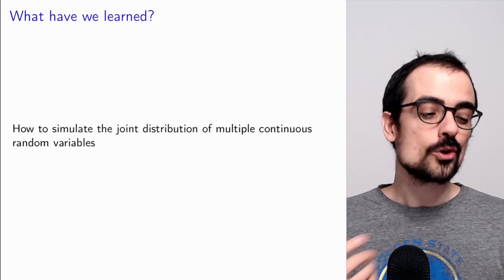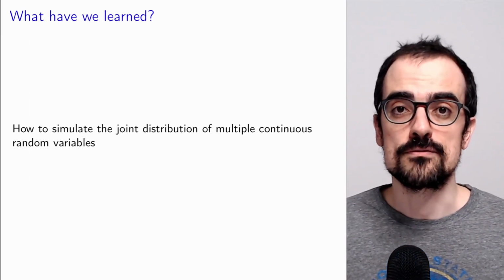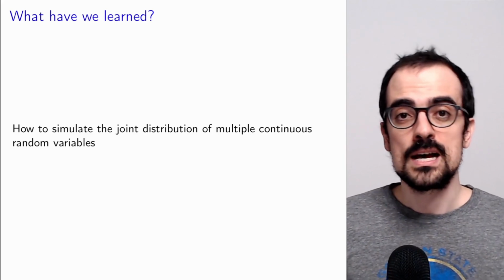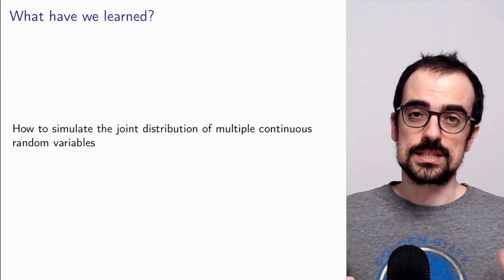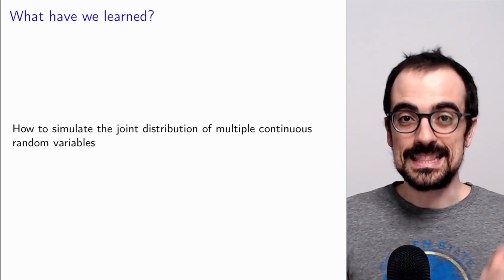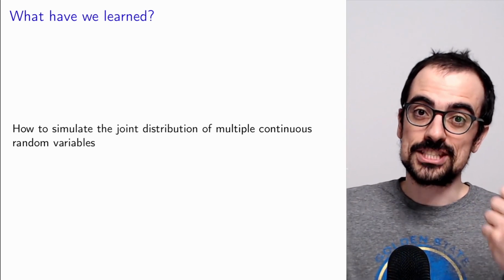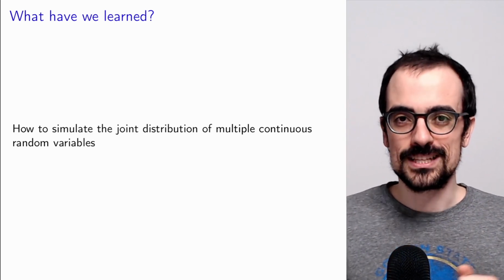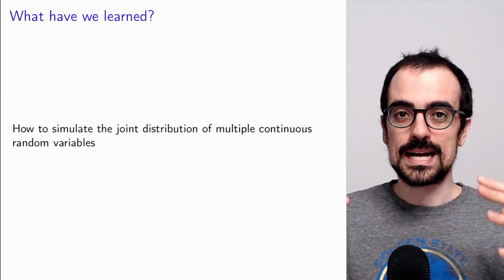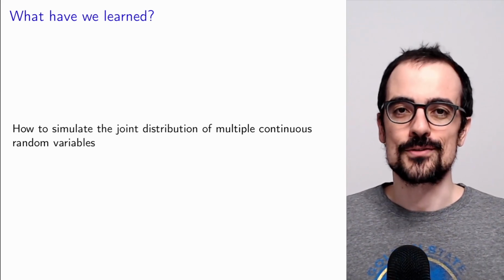So what have we learned? We have learned that in order to simulate the joint distribution of multiple continuous random variables, a viable strategy is to essentially apply the chain rule and then be careful and generate samples conditionally on the previous samples so that you do capture the joint behavior of the random variables.